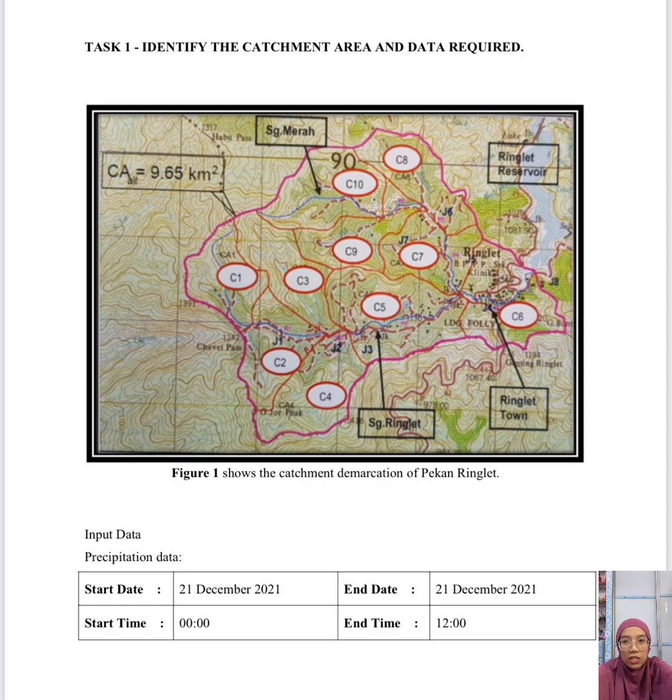Today I will present Task 1. Task 1 is to identify the catchment area and the data required. So this is the catchment area and the data required.